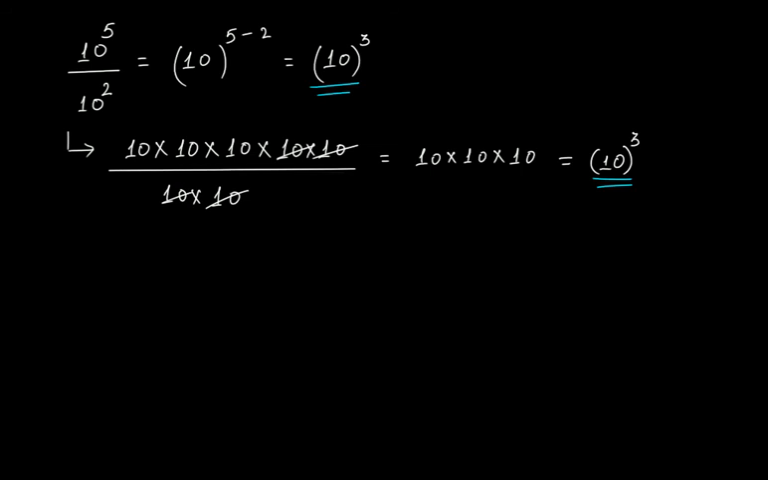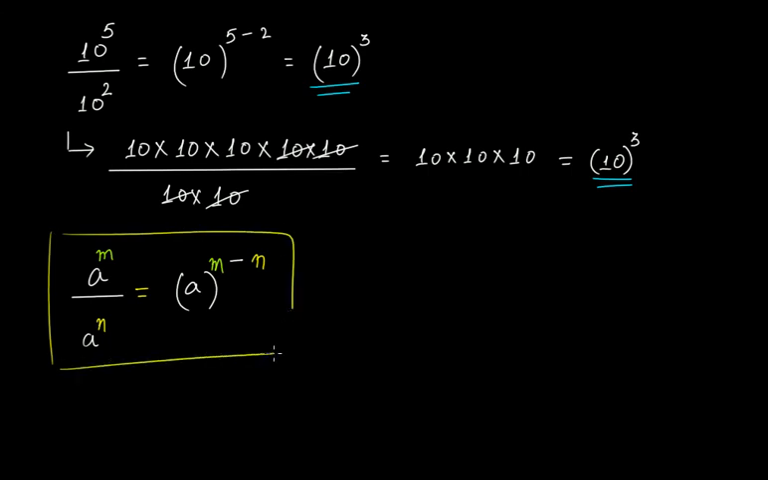So if we have to generalize it, then if we have a power that is a to the mth power divided by another power, a to the nth power, this gives you a to the m minus n, this exponent minus this exponent. This is the generalized form of the second law of exponent, right?